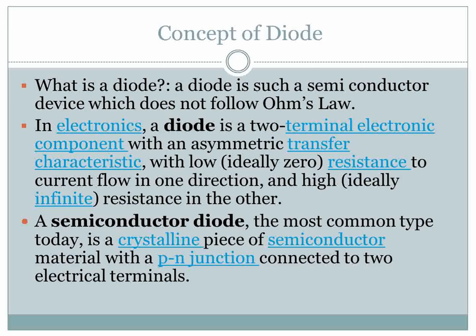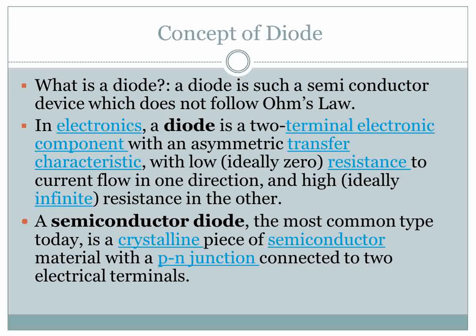Okay. So that's why it does not follow Ohm's law, whereas Ohm's law follows linearity, meaning the variation in the current is proportional to the voltage. V is directly proportional to I. That is Ohm's law. So electronic devices, that is diode.